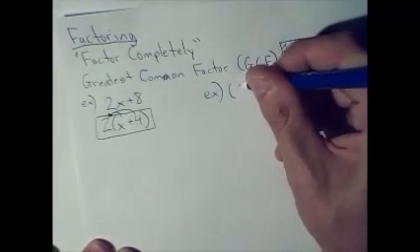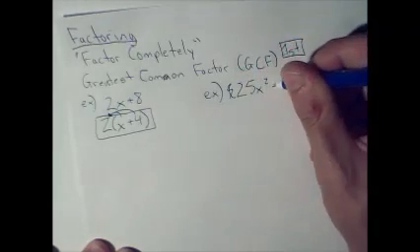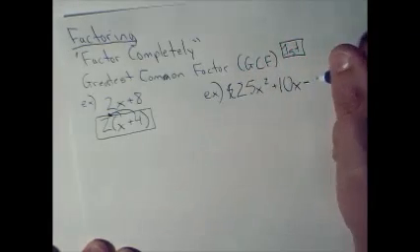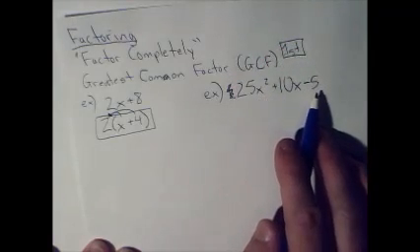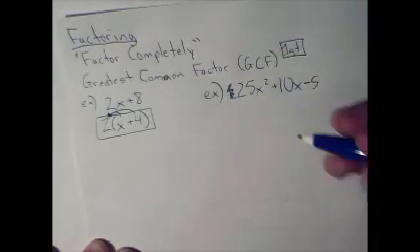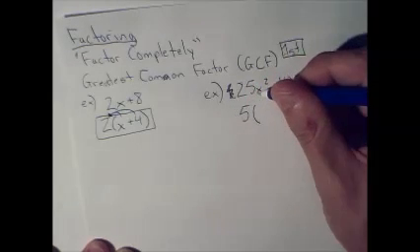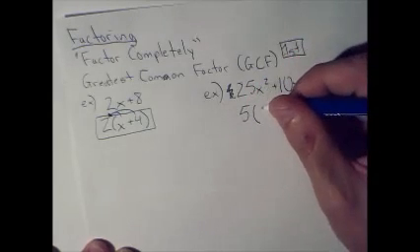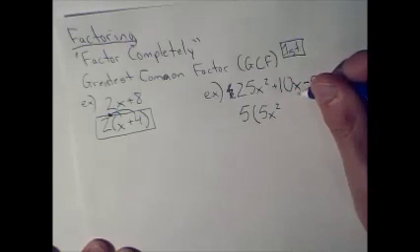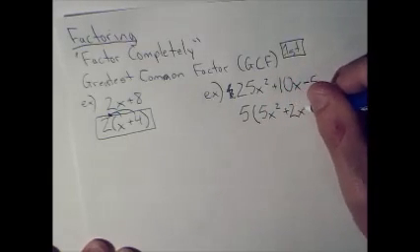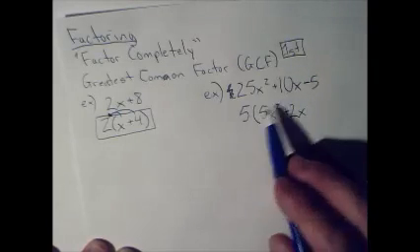When we look at 25x squared plus 10x minus 5, we look at what's in common in all three of these terms. We see that there's a 5 in common. Factor out that 5. 5 pulled out of, divided into that 25x squared is 5x squared. Divide the 10x by the 5, we get a plus 2x. Divide the negative 5, and where again, maybe those 5s should cancel.